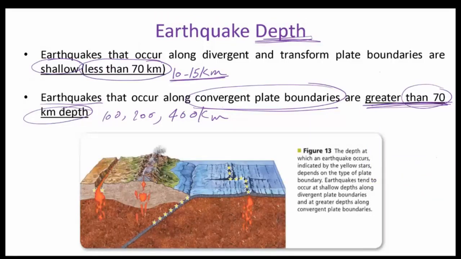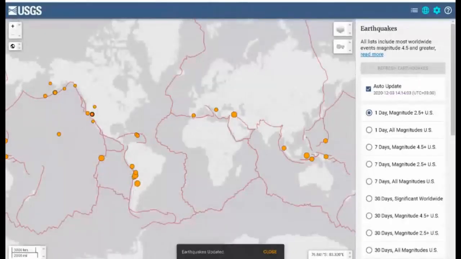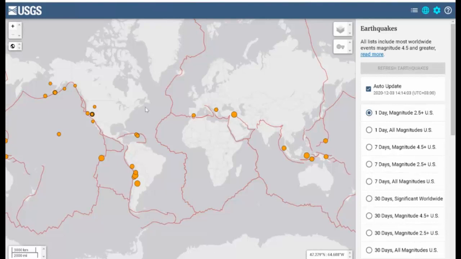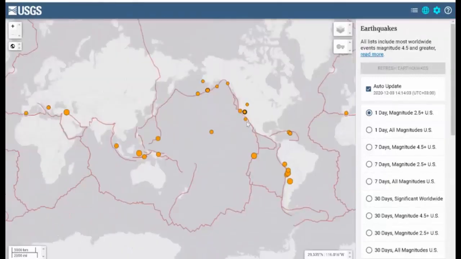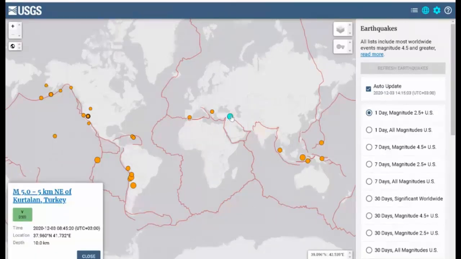There is a live map here for the earthquakes. It's a website called the United States Geological Survey, USGS, and it provides a live map for the earthquakes. So you can see the earthquakes that happen today, with magnitude 2.5 or more. This earthquake here, this one in Turkey, happened today in the morning, during the morning lecture.